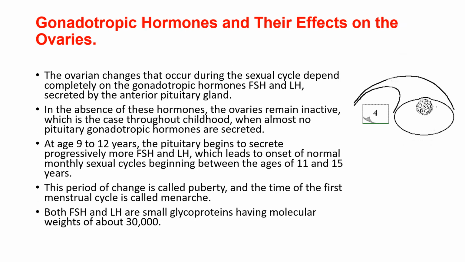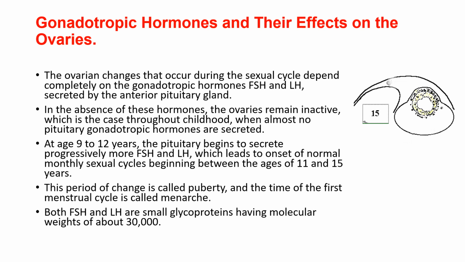Gonadotropic hormones and their effects on the ovaries. The ovarian changes that occur during the sexual cycle depend completely on the gonadotropic hormones FSH and LH, secreted by the anterior pituitary gland. In the absence of these hormones, the ovaries remain inactive, which is the case throughout childhood, when almost no pituitary gonadotropic hormones are secreted. At age 9 to 12 years, the pituitary begins to secrete progressively more FSH and LH, which leads to onset of normal monthly sexual cycles beginning between the ages of 11 and 15 years. This period of change is called puberty, and the time of the first menstrual cycle is called menarche.